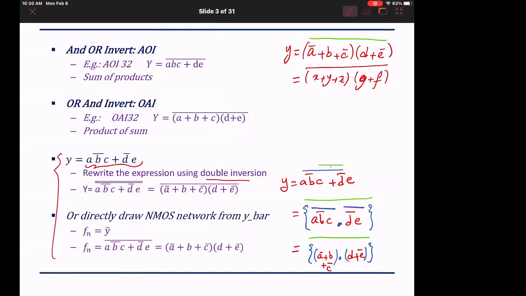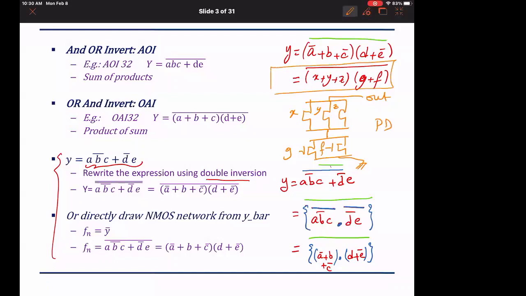I have three blocks here, right? I have X or Y or Z, all of them in parallel, and these are in series with G or F, which are in parallel, between ground and out. This is my pull-down network. We know how to draw the circuit, right? How does this correspond to this? How do I need to rename the inputs? What do I put in place of these inputs now?